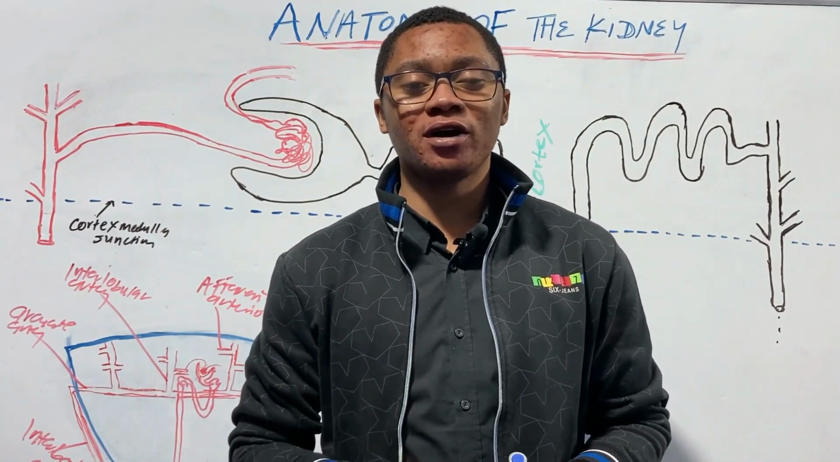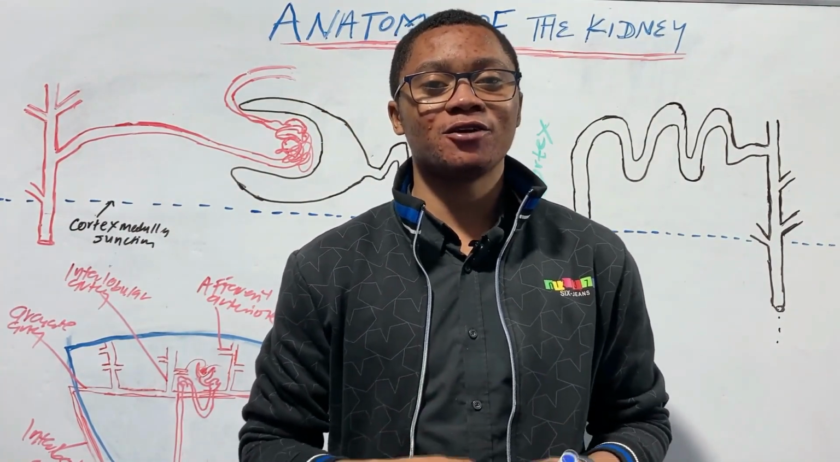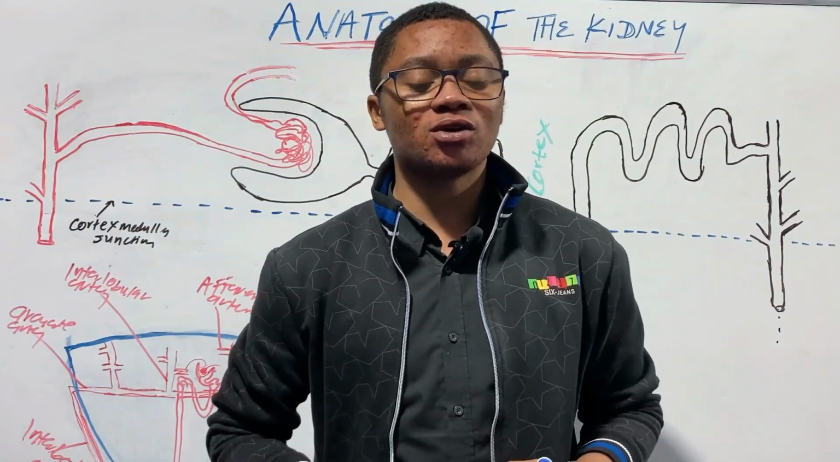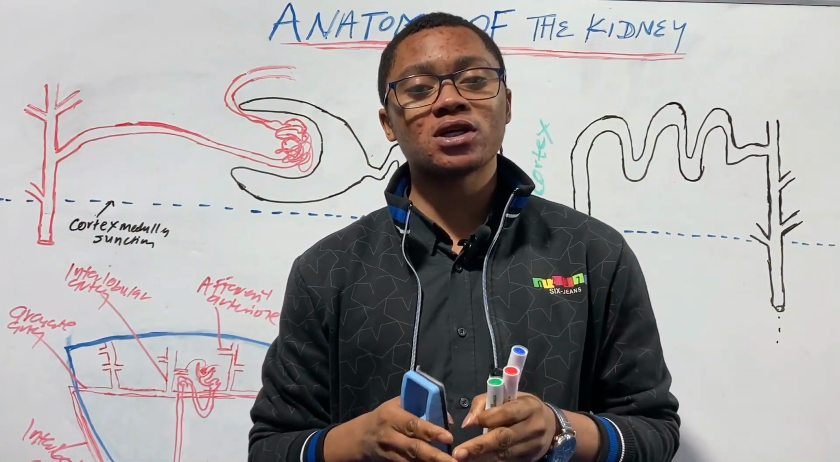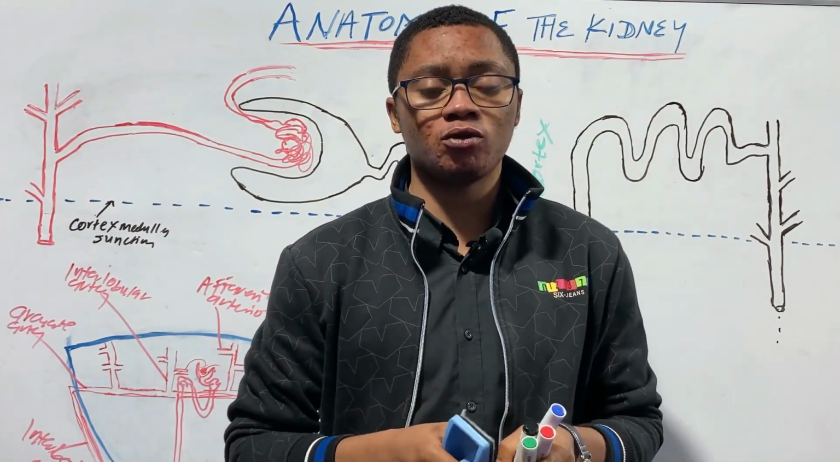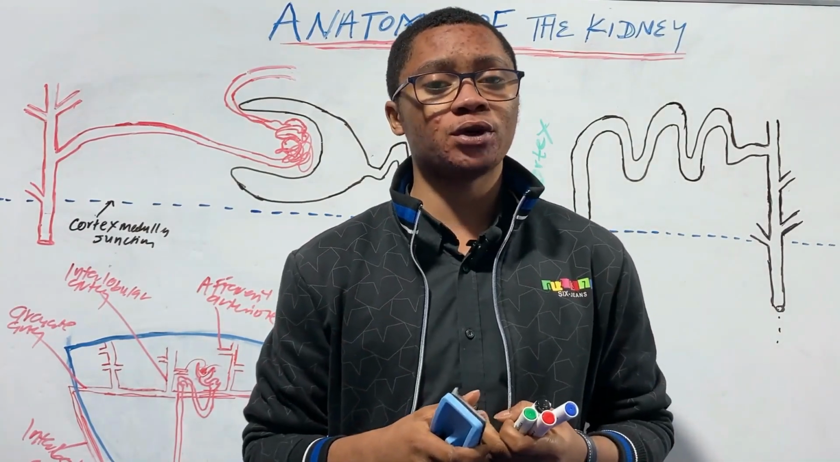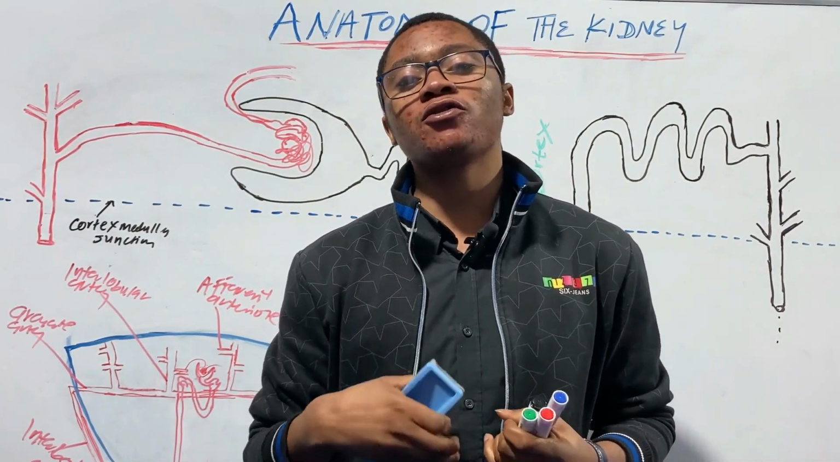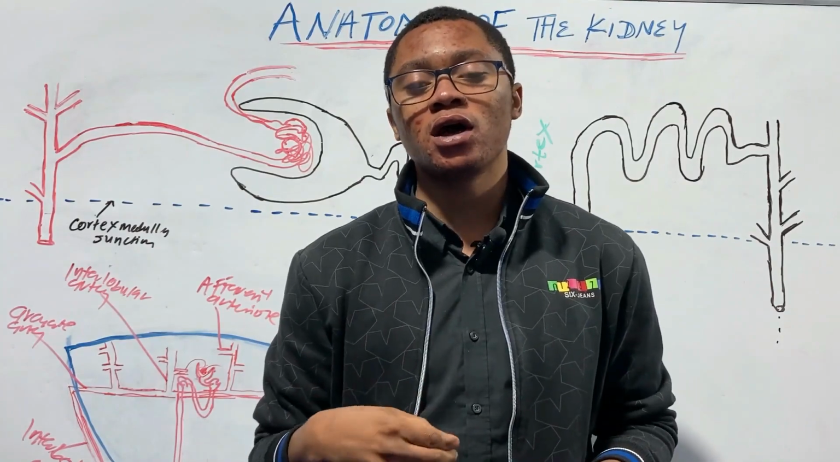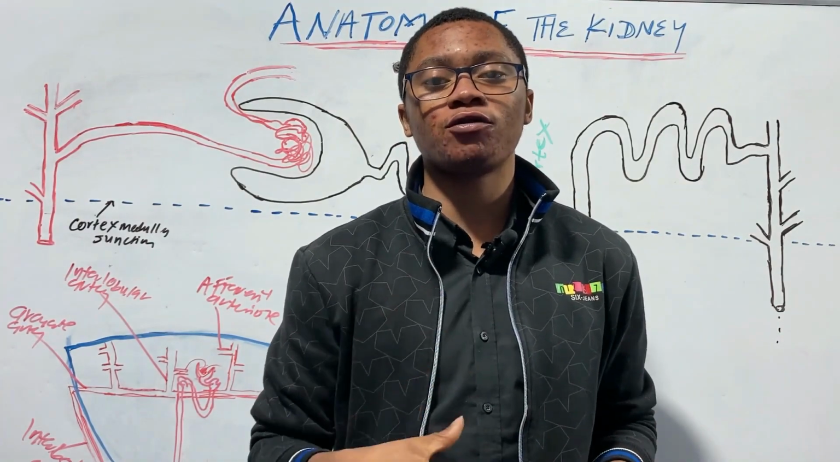And in the last video, we defined the nephron as the functional unit of the kidney. In a single kidney, there are about 1.3 million nephrons, which means in both kidneys there are about 2.6 million nephrons. One of the main functions of the nephron is the production and excretion of urine.